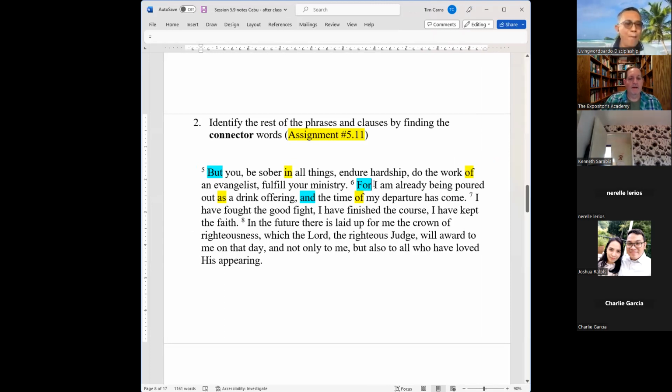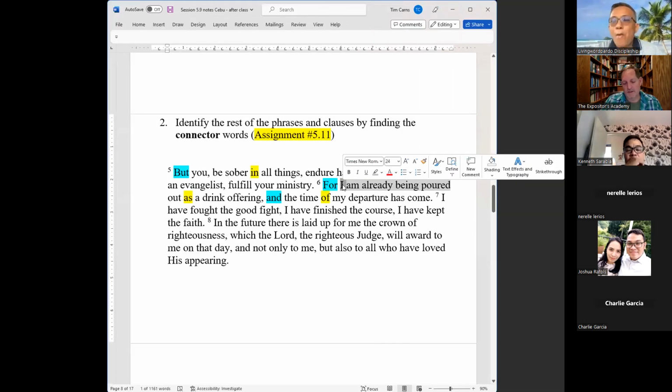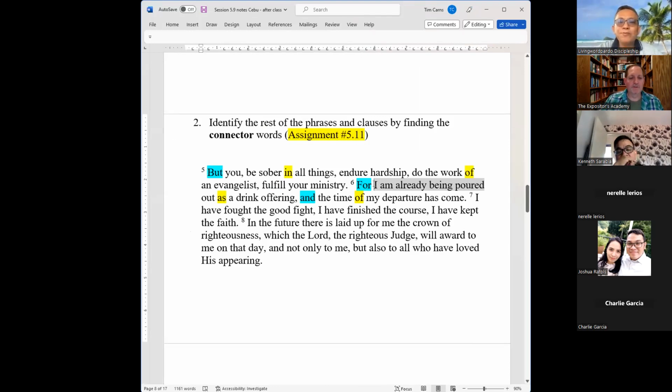Conjunction. Yeah, it is a conjunction. How do you know that it's a conjunction? Because it connects with a verb. Yeah, what follows it is a verb, right? I am being poured out. That's a clause. It's followed by a clause. Now, if it was just followed by a noun, it would be a preposition. But it's followed by a clause, and so we know that it's functioning here as a conjunction.